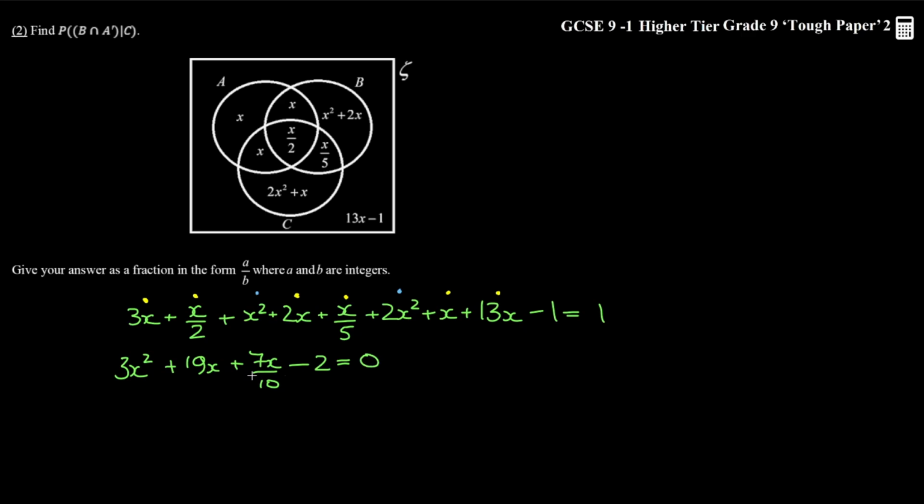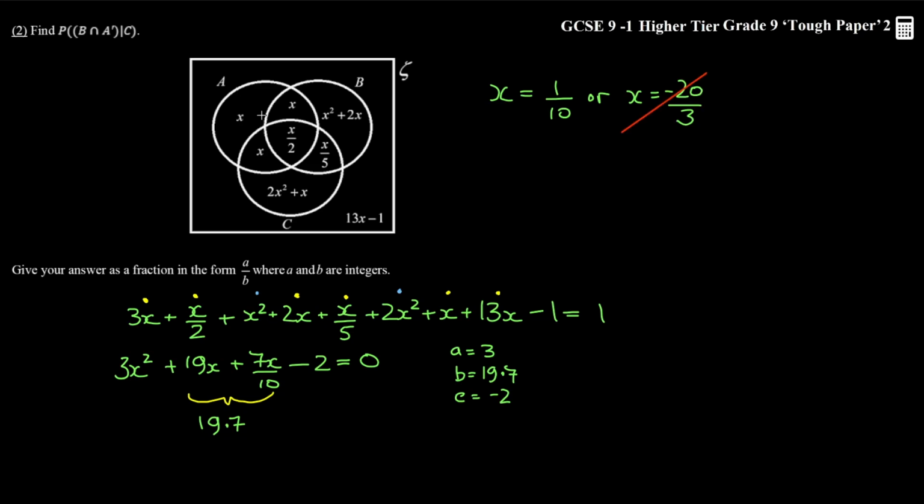Given this is going to be quite difficult to solve by inspection, I think I would go to fractions and make this 19.7 and use the quadratic formula where A is equal to 3, B is equal to 19.7, and C is equal to -2. And if you do that, you'll find that x is equal to 1 over 10, or x is equal to -20 over 3. And because these probabilities must be positive between 0 and 1, I can reject the negative answer that's thrown up from solving this quadratic.